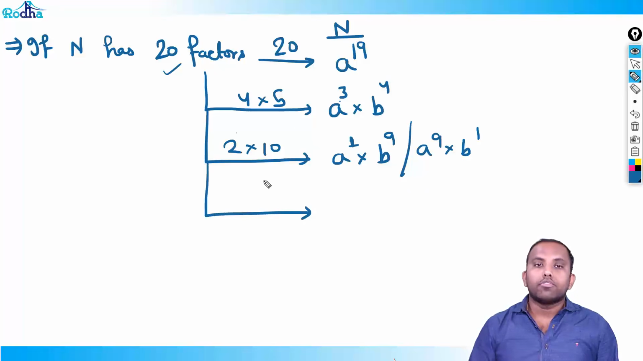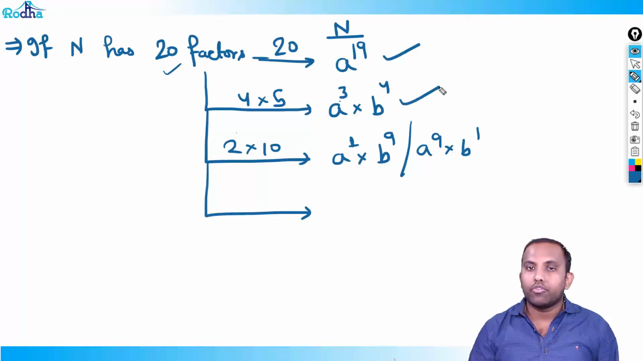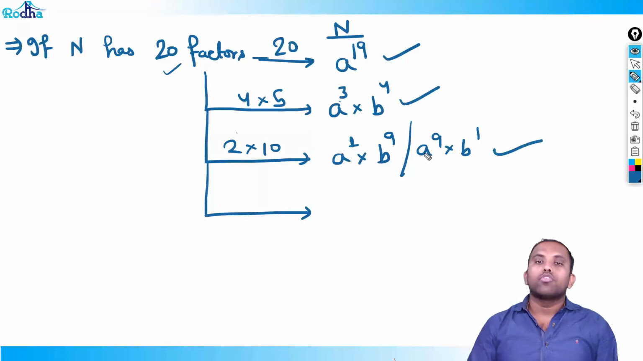Then I can further split 20. So the first way is 20 as only 20, that means A raised to 19. The second way is 4 into 5, so A cube into B^4. The third way is 2 into 10. Further I cannot split into 2 parts, because 2 into 10 and 4 into 5 are the only possibilities.